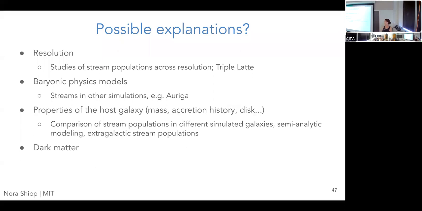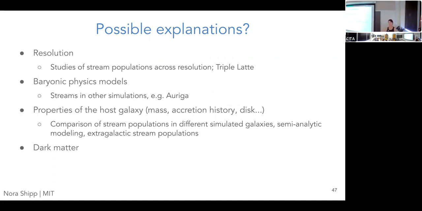Another thing that will be really interesting is that with upcoming observations, we'll be able to detect many more streams around other galaxies besides the Milky Way. So with Rubin and with Roman, we expect to see many extragalactic streams. And so it'll be really interesting to compare populations of streams in our real universe around different galaxies and see if we can learn something about how they vary as you change properties of the host galaxy.